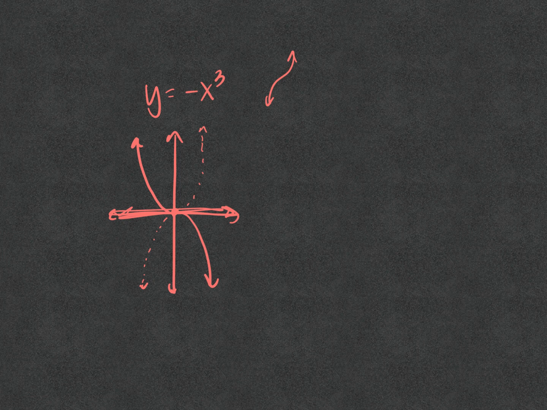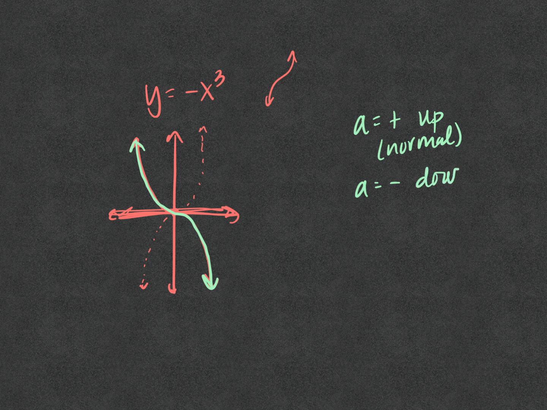So the graph of y equals negative x to the third, let me try again. The graph of y equals negative x to the third swings down like this. So a positive x to the third or a positive anything, when a is positive, it opens up or normal. And when a is negative, it reflects across the x-axis. And for our square root and our parabola and our absolute value, we can say that it opens down. So this reflects across the x-axis.